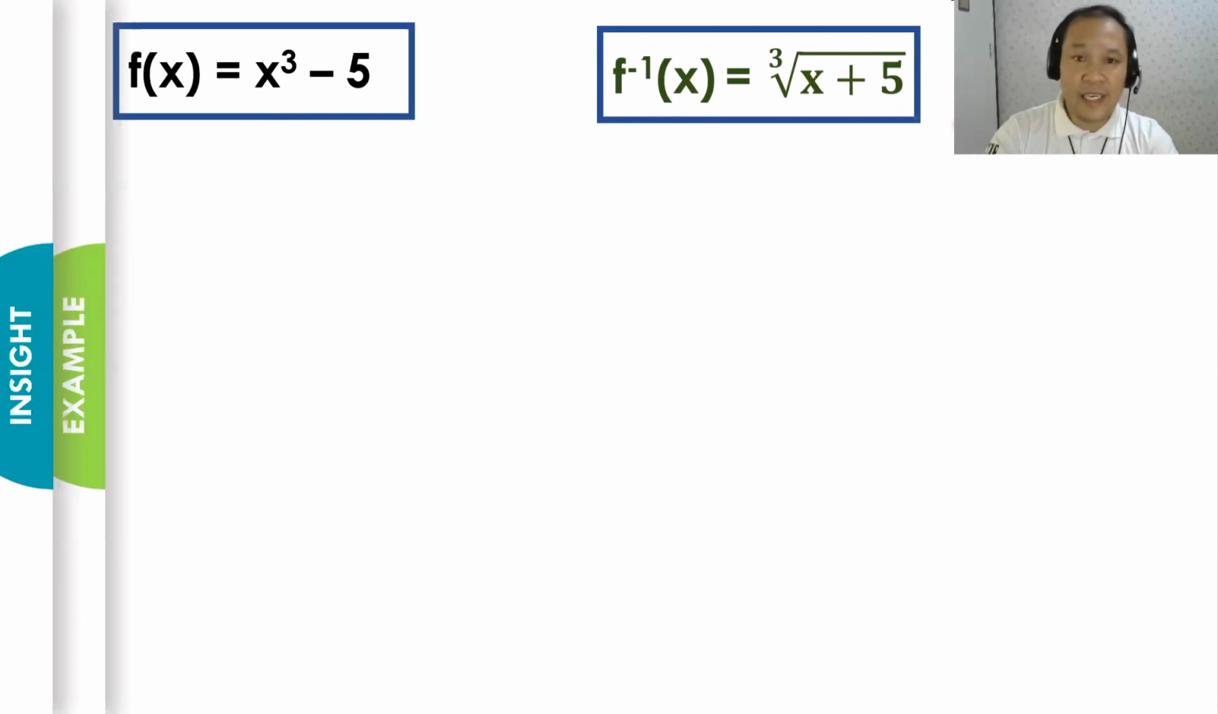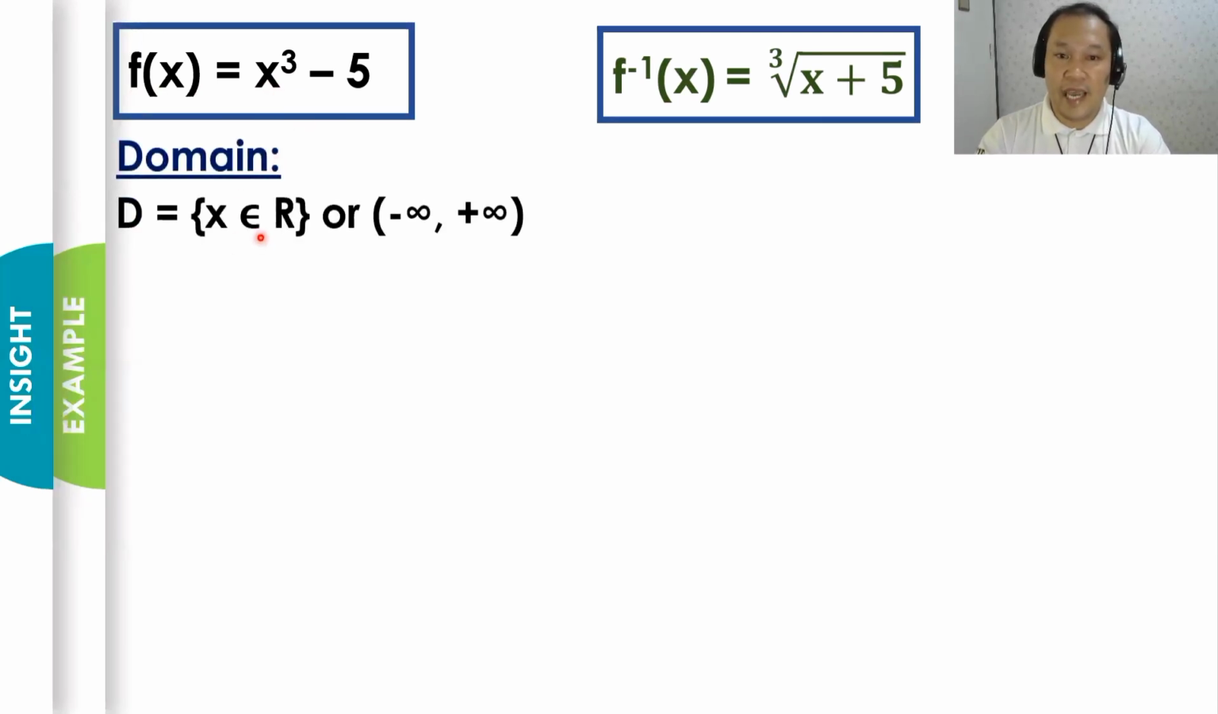Now, going back to our function, which is x cubed minus 5 is equal to f of x. Any number can be replaced for the variable x. And since this is a one-to-one correspondence, the domain will be x is any element of the real numbers, or in notation, negative infinity to positive infinity.